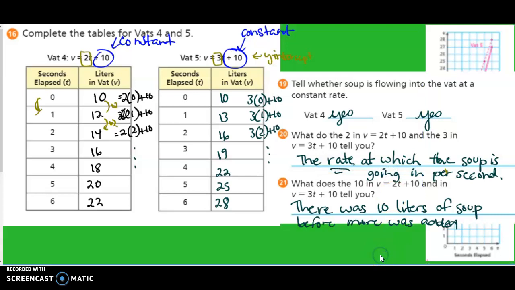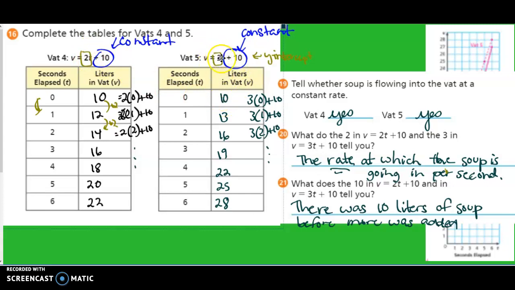Okay, all right, so answering the rest of the questions, tell whether the soup is flowing into the vat at a constant rate using a table. Again, as long as this is going up by 1, if the same amount is being added as this goes up by 1, you have a constant rate. Or you can check in the equation itself if there is a coefficient next to a letter and that letter does not have an exponent, you have a constant rate going on.